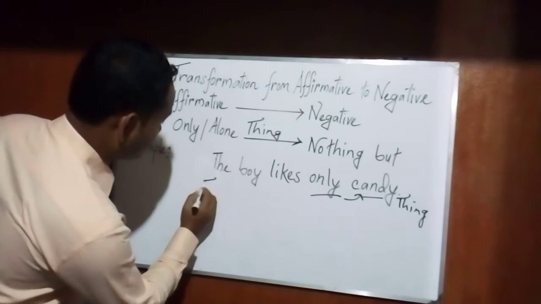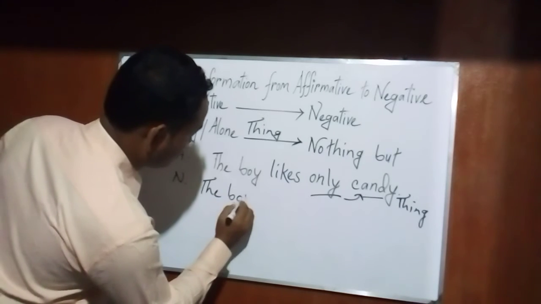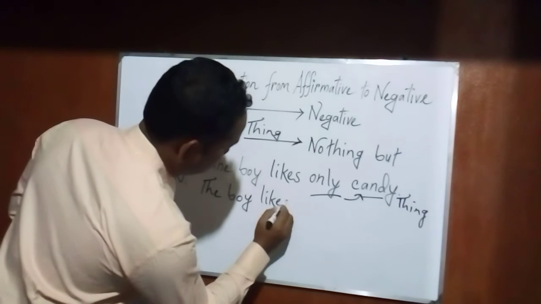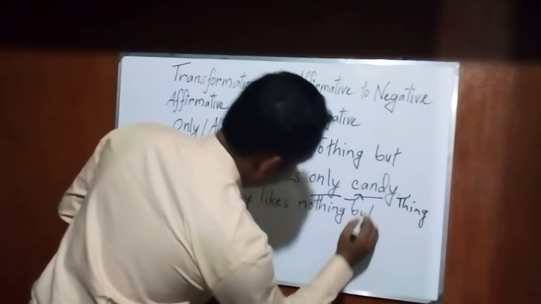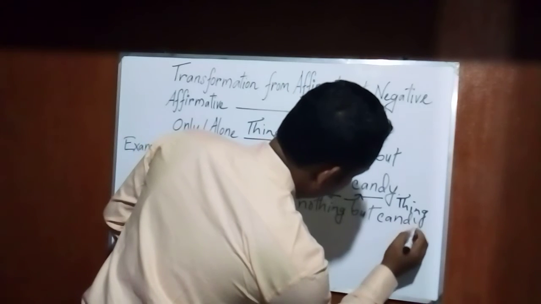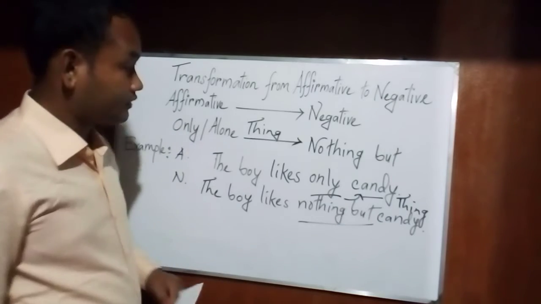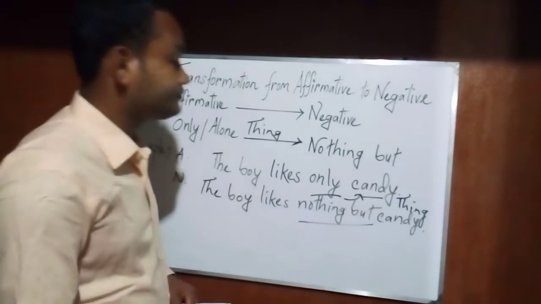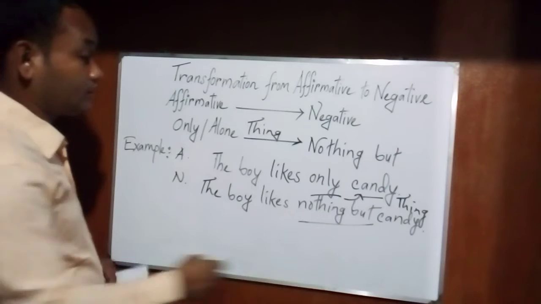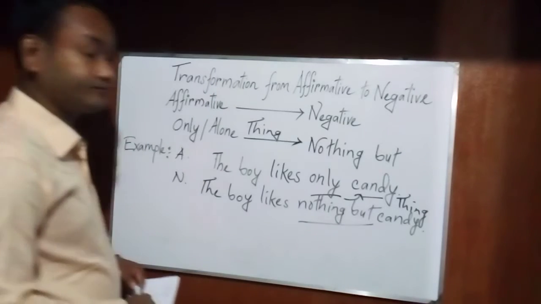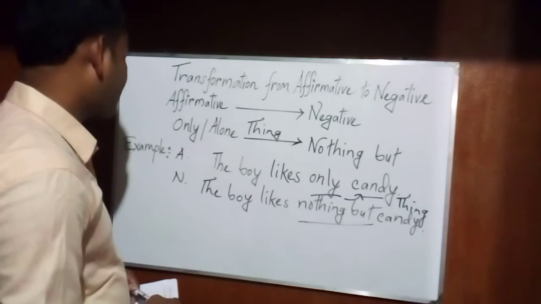For this reason, in the negative: the boy likes nothing but candy. This only indicates or qualifies candy. Candy is a kind of sweetmeat thing. For this reason, you must use nothing but instead of only. You should use nothing but for only to transform from affirmative to negative sentence.